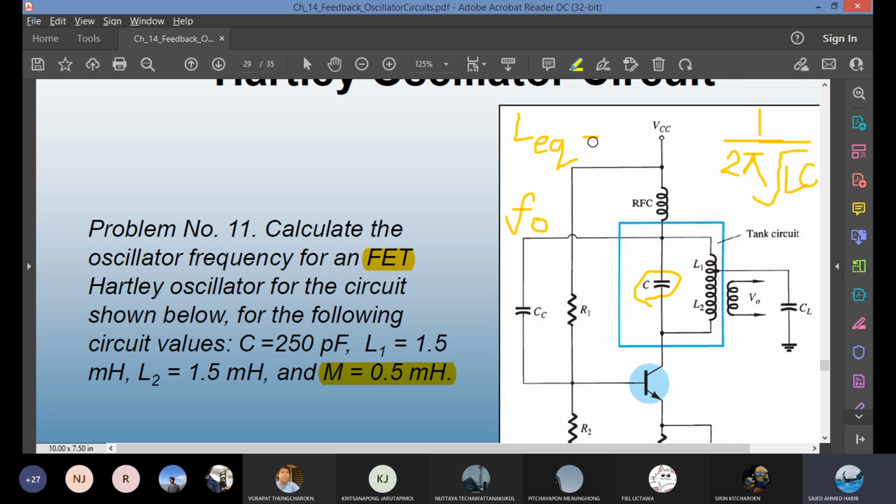So equivalent L is 3 plus 1, 4 millihenry. And then this is 159.2. It's 0.15. I just write it 159.2 kilohertz, small k, hertz. I hope the rest of the class were able to calculate.